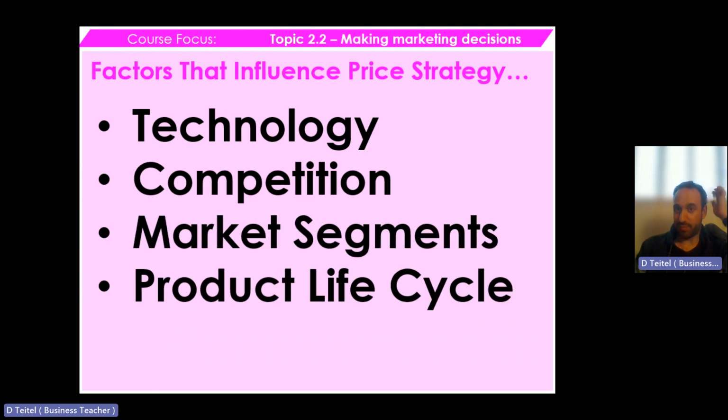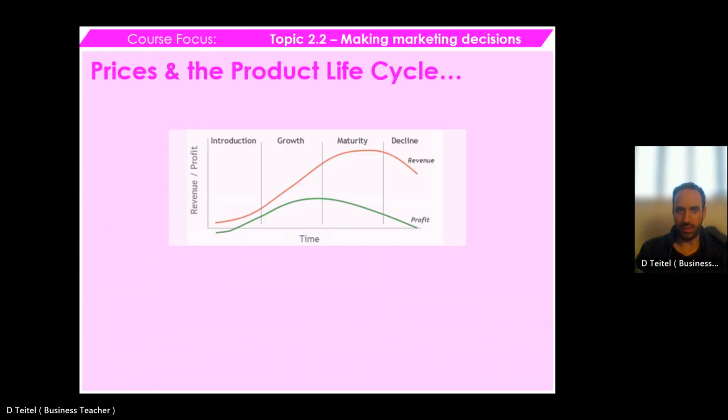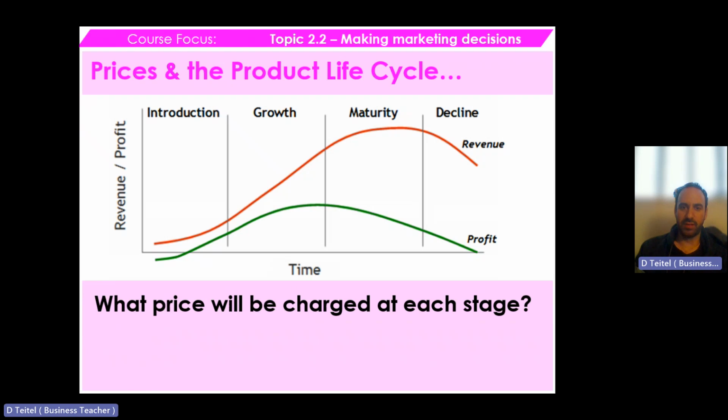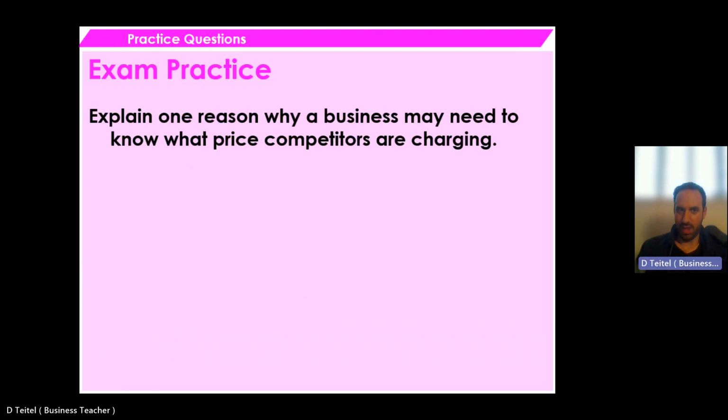The factors that influence price strategy are technology, competition, market segments, and product lifecycle. So price in the product lifecycle: what price will be charged at each stage of the lifecycle? Obviously you can see there with time, the profit and revenue is looking at different ways that you can do it. You can see the way the green bar is angling down more and more, so they're obviously giving more discounts, which is why the profit is going lower at this point.